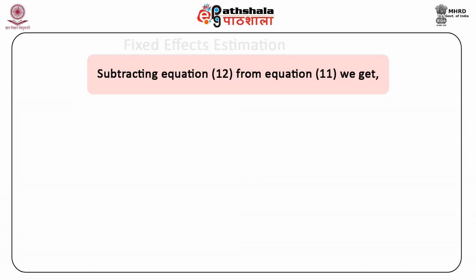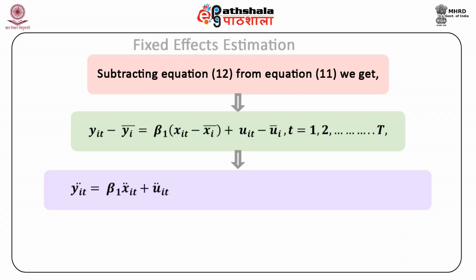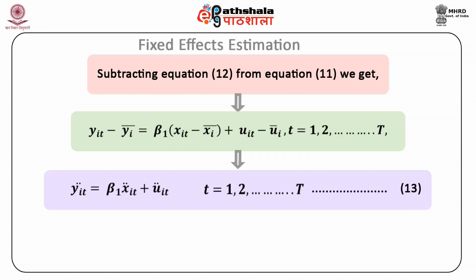Subtracting equation 12 from equation 11 for each t, we get y_it minus y_i bar = beta_1 (x_it minus x_i bar) + (u_it minus u_i bar), and t takes the values from 1 to capital T. Or y double dot it = beta_1 x double dot it + u double dot it, where t takes the values from 1 to capital T, and this could be written as equation 13.